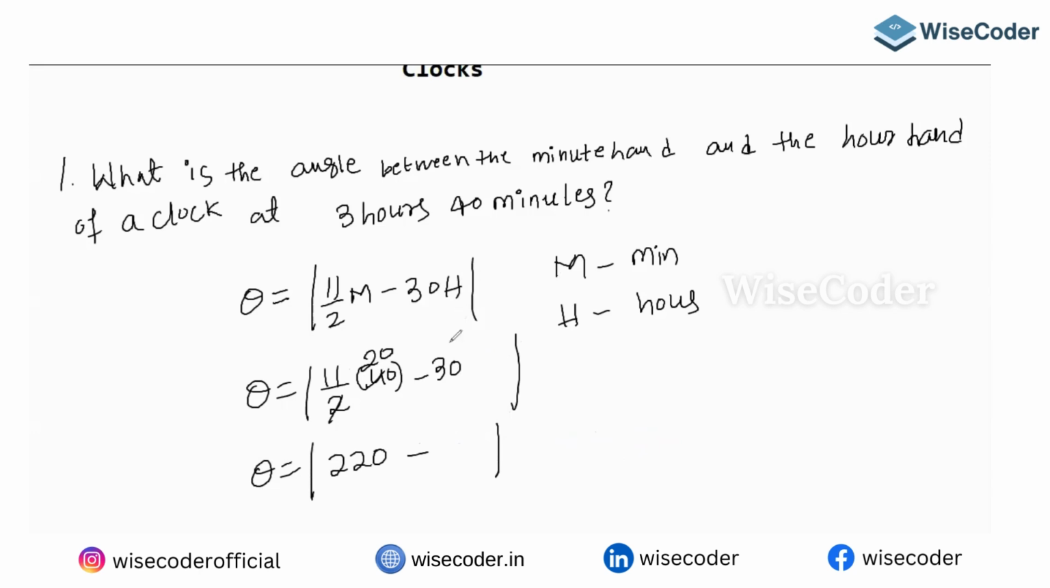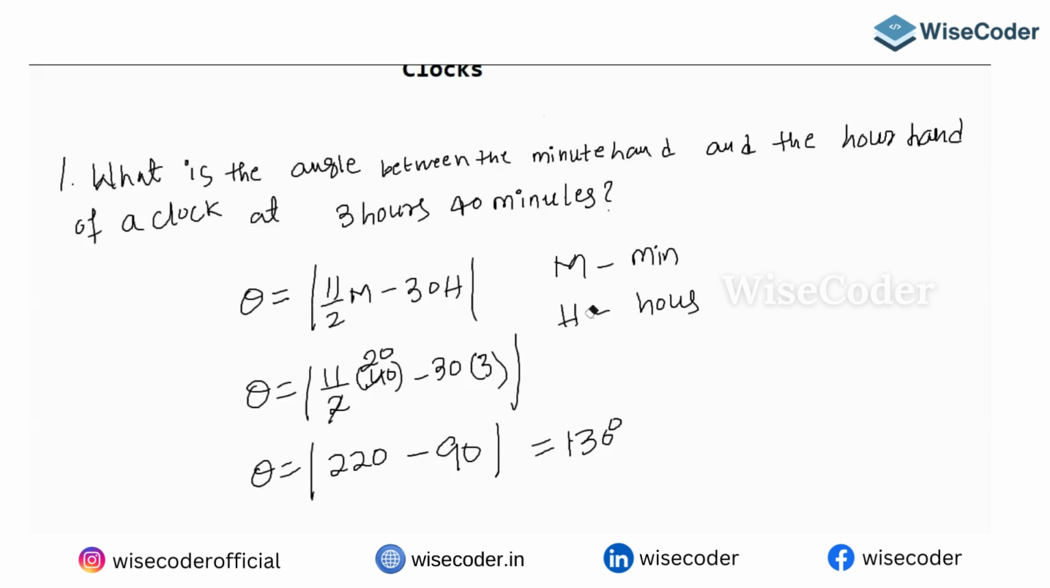So hours, there are 4 hours, it's 3 o'clock only, right? When that is 3 o'clock, you need to write what here? 3. Okay, 3. So 3 3 is what? 90. So 220 minus 90, that will give you what? 130 degrees. So the answer for this question is 130 degrees. Okay, let's go to the next question.